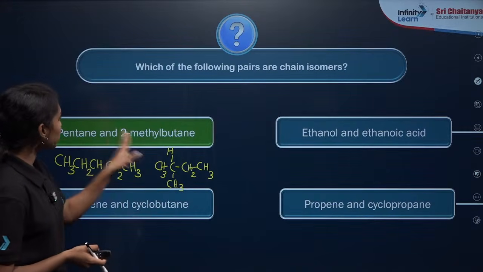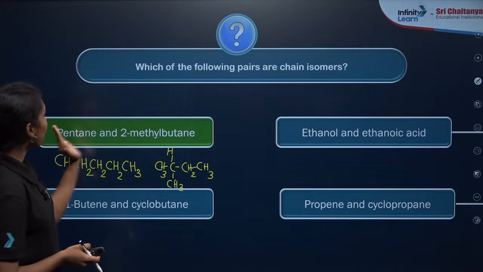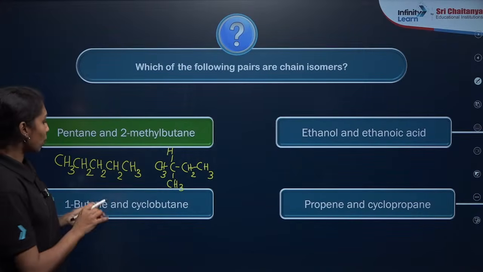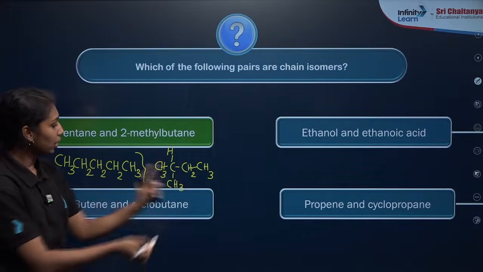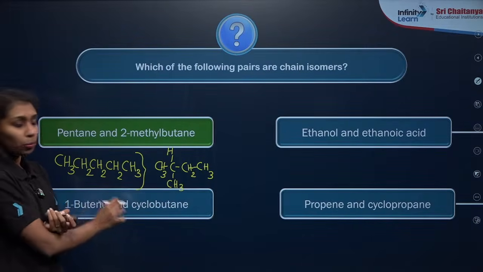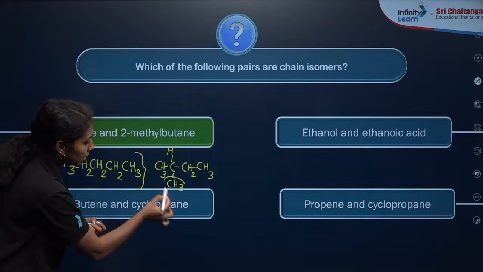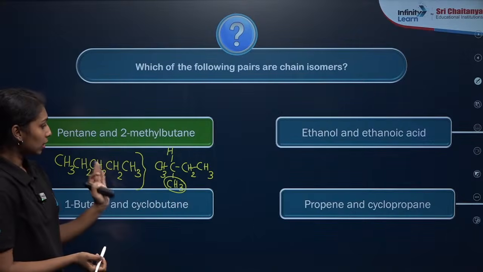So here pentane and 2-methyl butane are the examples for chain isomers. I will just write down the structure here. This is normal pentane. This is 2-methyl butane. So what you are observing is that one is a straight chain compound and the other is a branched compound. A CH3 group is present here, right?